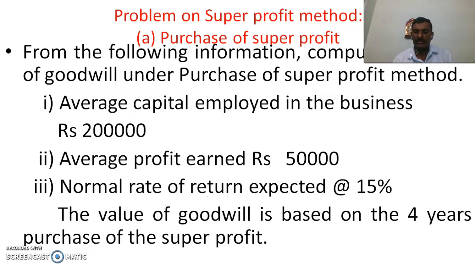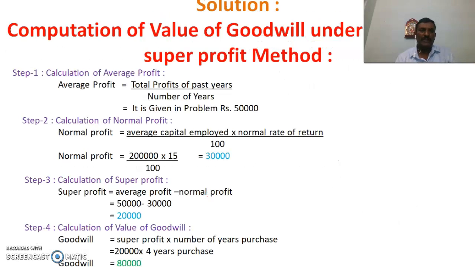First of all, we have to find out the average profit. So calculation of average profit is the first step. So, ಹಾಗಾದ್ರೆ ನೋಡಿ, average profit calculate ಮಾಡಬೇಕಾದ್ರೆ ಹೆಂಗೆ ಕ್ಯಾಲ್ಕುಲೇಟ್ ಮಾಡ್ತೀವಿ ನಾವು? Average profit is equal to total profit of past years divided by number of years.